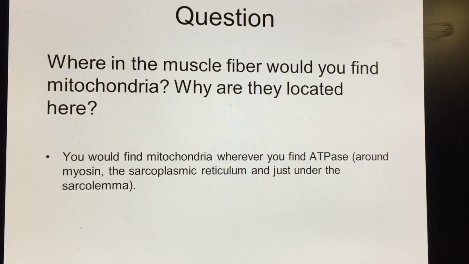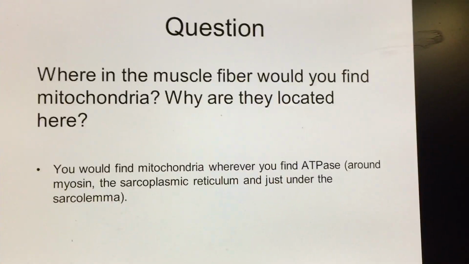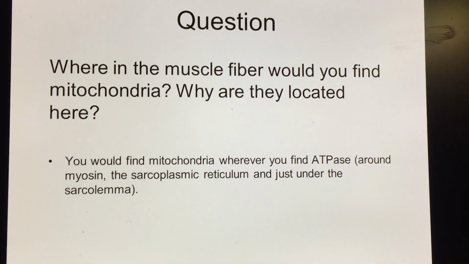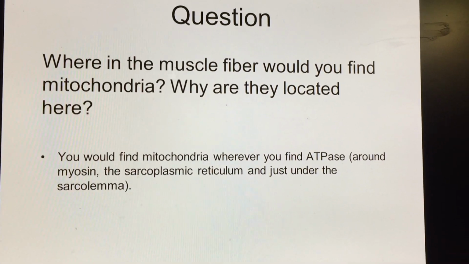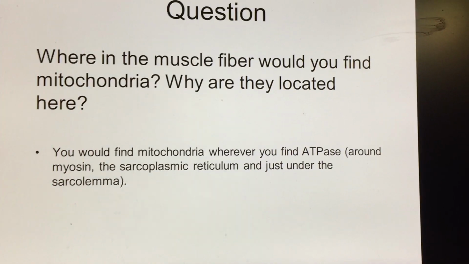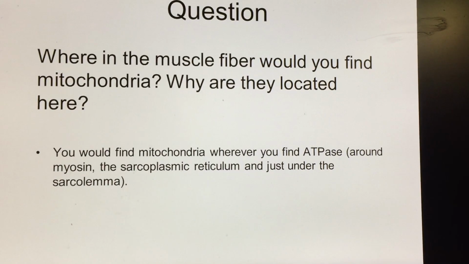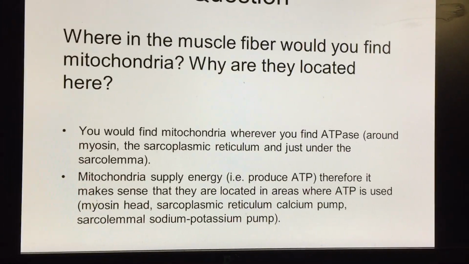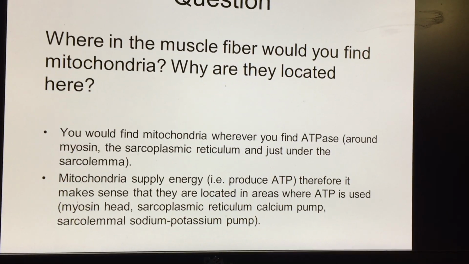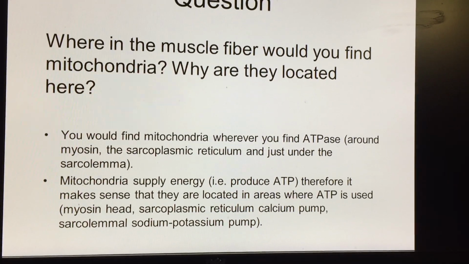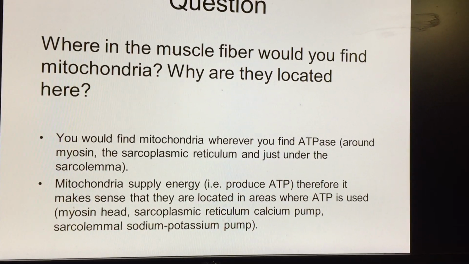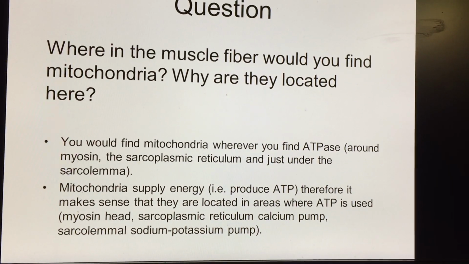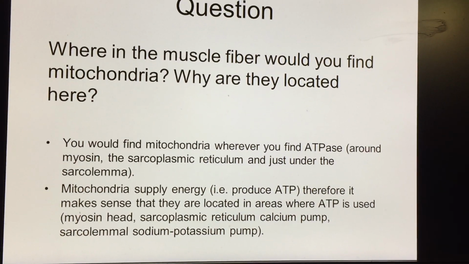So mitochondria are located in these areas because mitochondria are these organelles in your muscle fibers that produce ATP. So it makes sense that you have these powerhouses, the mitochondria, in the muscle fibers that produce ATP at locations where you are using ATP. So mitochondria supply the energy or produce ATP. Therefore, it makes sense that they are located in areas where ATP is used. For example, the myosin head, the sarcoplasmic reticulum calcium pump, or the sarcolemmal sodium potassium pump.